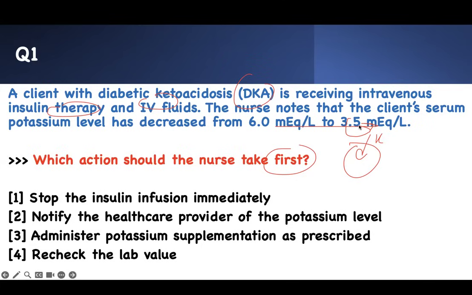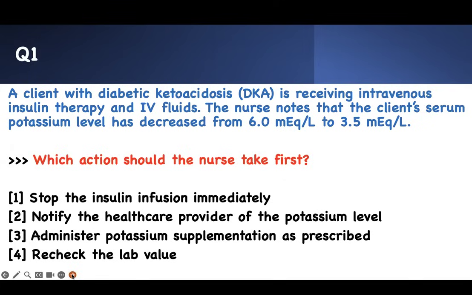That's the management of what? DKA. You already have all the lab work, all the medication that you need in the management of DKA. Calling the provider means that you don't know how to manage DKA. You should give them the potassium that is prescribed based on the management of DKA. And you should not check the lab work again. Therefore, number 3 is your right answer.